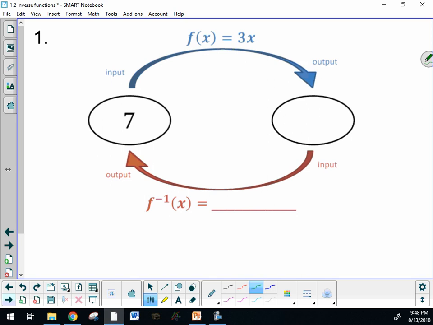So this one, the function takes an input and multiplies it by 3. So in this first example, if we put 7 into this function, it becomes 3 times 7, which is 21. If I'm trying to undo that, I want to start with the 21 and get back to 7. Well, the inverse function in this case would be x divided by 3. Or you could write it like this, but in Math 3 we would prefer this notation. Another way you could write this is 1/3 x.